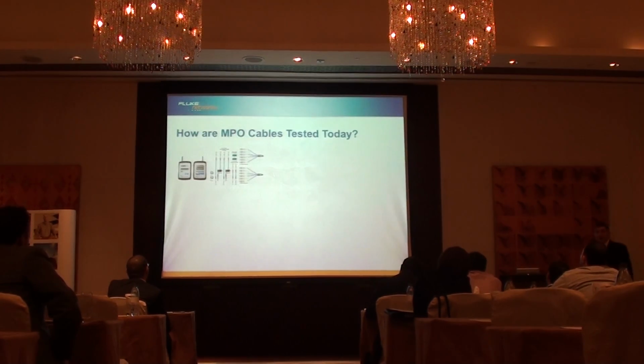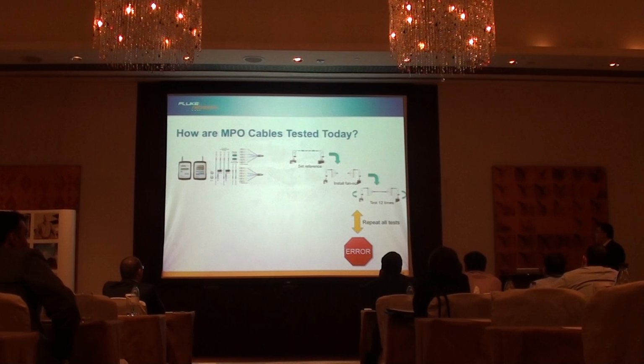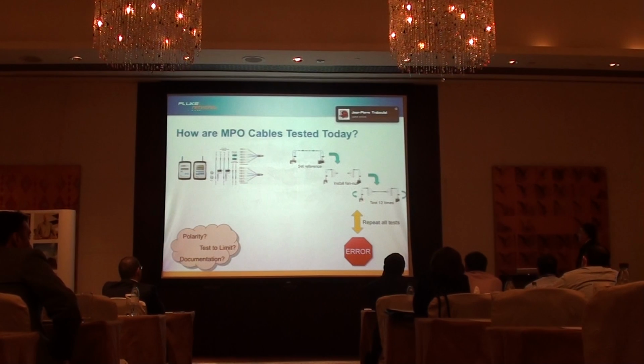However, from the testing side, it becomes a nightmare. Imagine that in order to do MPO testing, you have to do set referencing that we discussed. Then you have to put a fan-out cable which has connectors on one side and MPO on the other side. Then you put your MPO link in between. Then test one. Then move this again up, and then do the testing, and up and up, so you can do all 12 cores, right? It will cause confusion. You have to do a lot of head scratching: polarity, test limits, documentation, right?